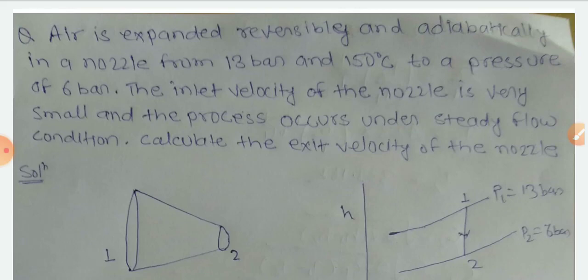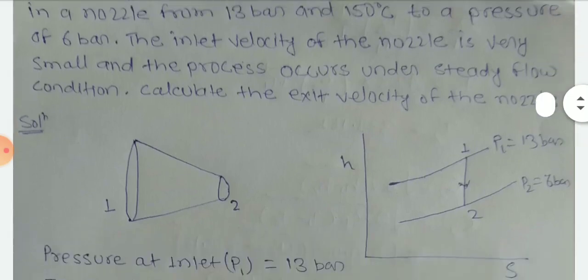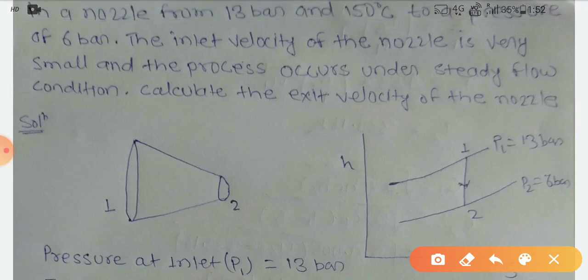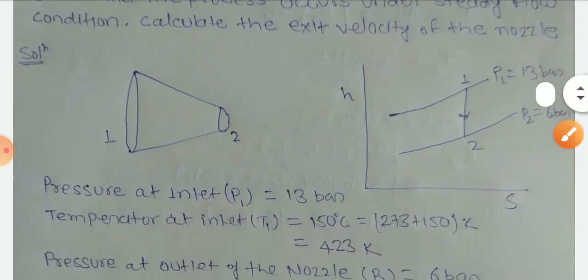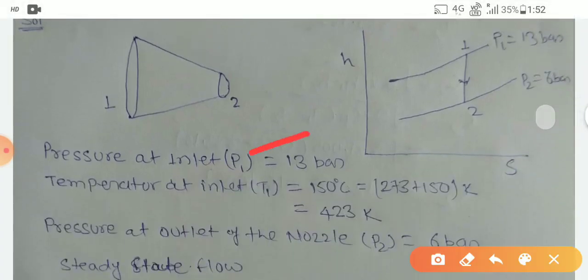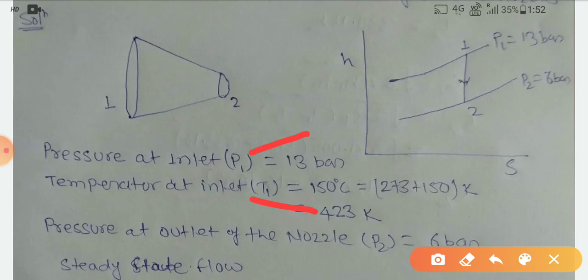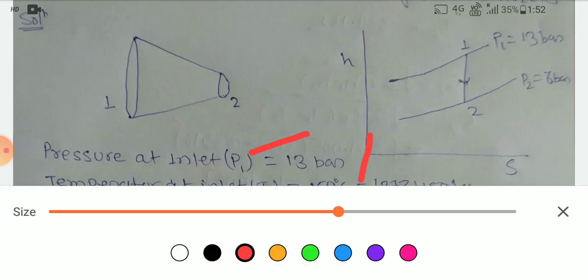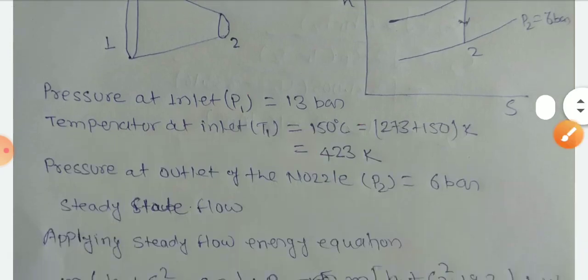In this problem I am drawing the h-s diagram, and here is a nozzle. At the entry point its velocity is very small as compared to the exit velocity, and the nozzle expands. At the inlet pressure is 13 bar, at the outlet it is 6 bar, and the temperature at inlet is 150 degrees Celsius. So first I write P1 is 13 bar, temperature 423 Kelvin, and pressure P2 is 6 bar.